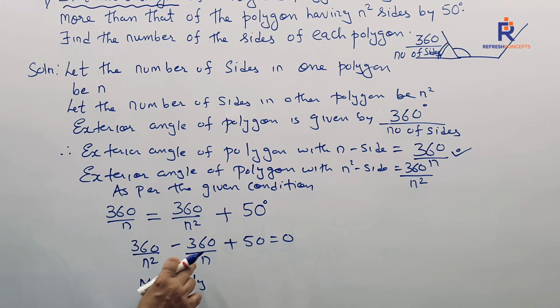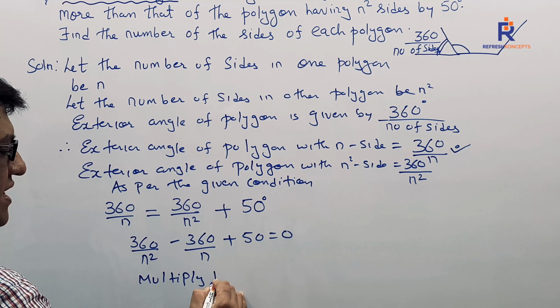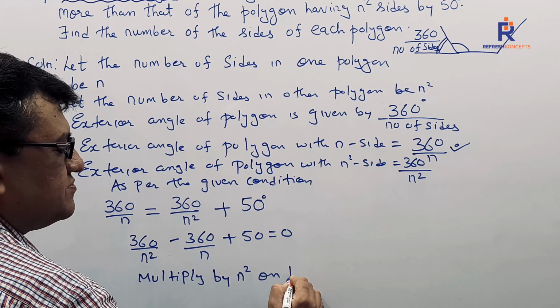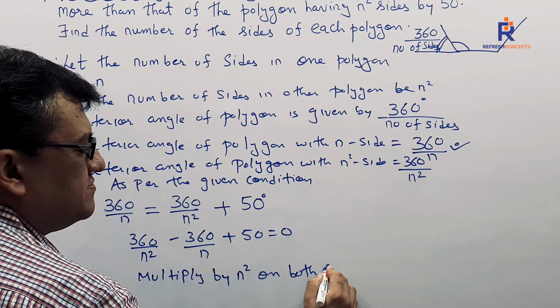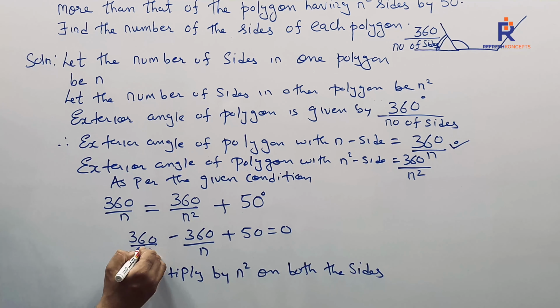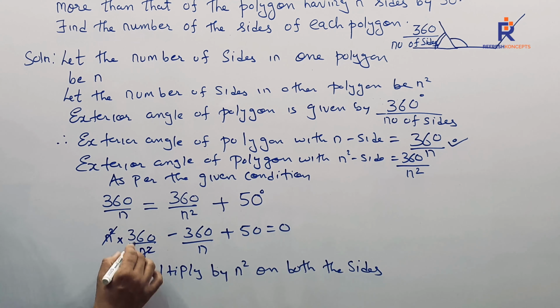Here there is n square, here there is n. So should I say LCM is n square? Multiply by n square on both the sides, or you can use the word throughout. When I multiply this by n square, this n square and n square gets cancelled off.